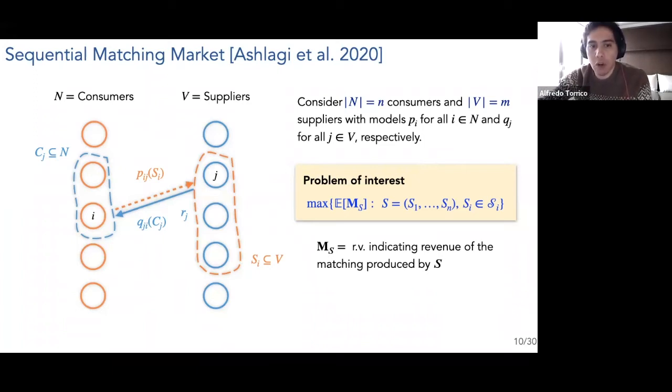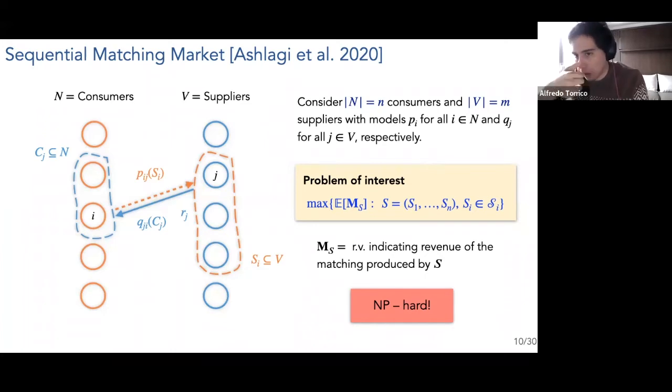Okay. So Achlagi and others proved that this problem is actually NP-hard, meaning that there is no efficient method to compute the exact optimal solution for the problem here highlighted in yellow. Let me give you some idea of the results so we can compare with our work.